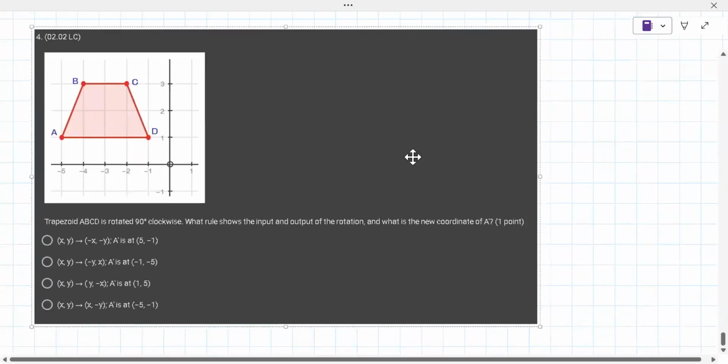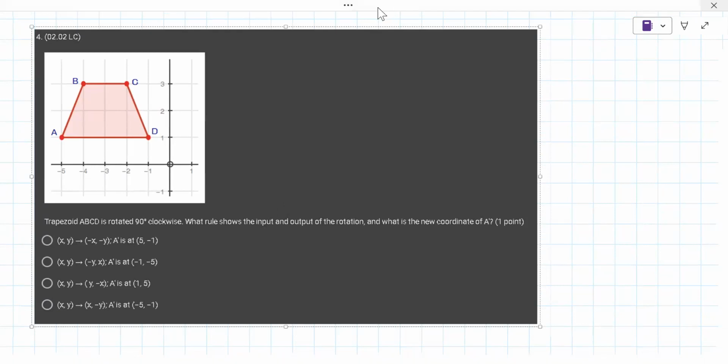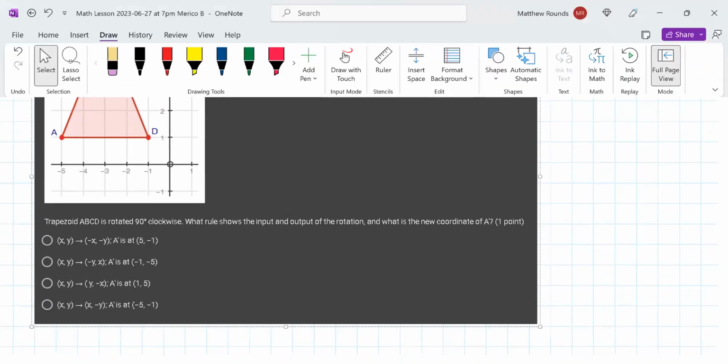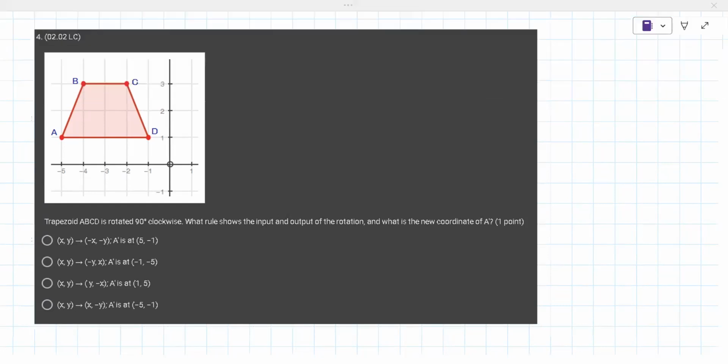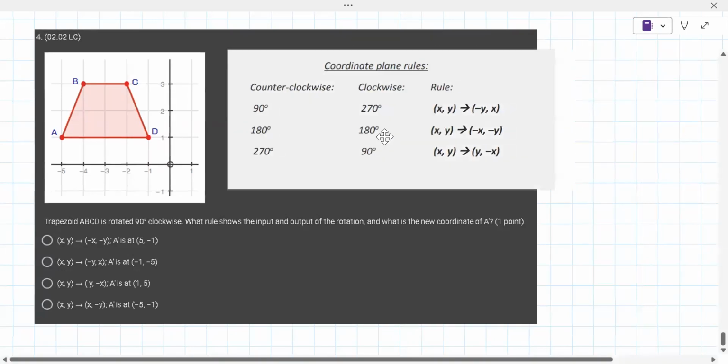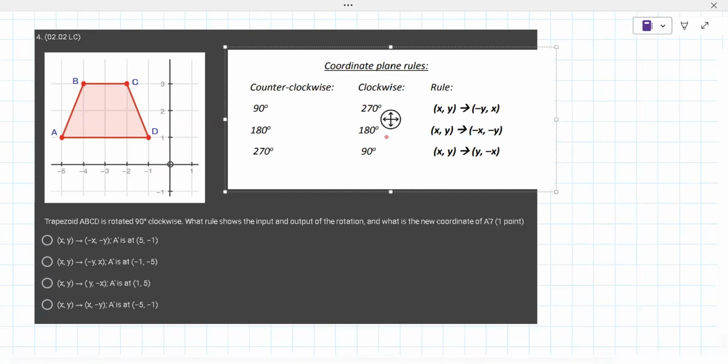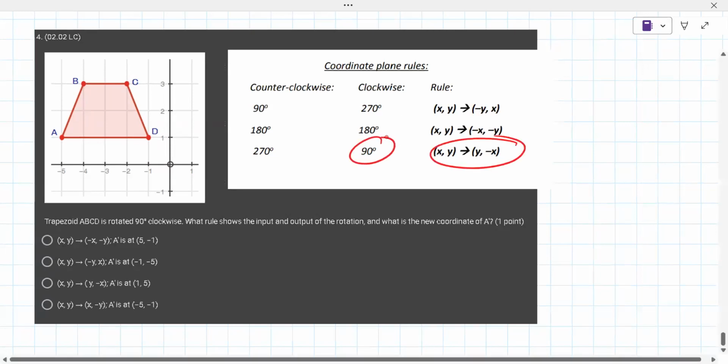Yeah. So this one's rotated 90 degrees clockwise. So what that means is, and I'm going to have to grab the reference sheet here, here are the rotation rules. Let me snip those in. All right, so the 90 degrees clockwise is this one right here. So you've got to figure out the coordinates of A and then use this rule to find the new coordinates.